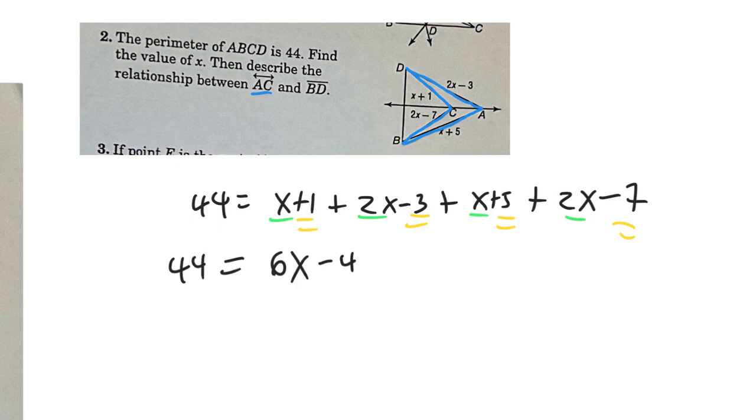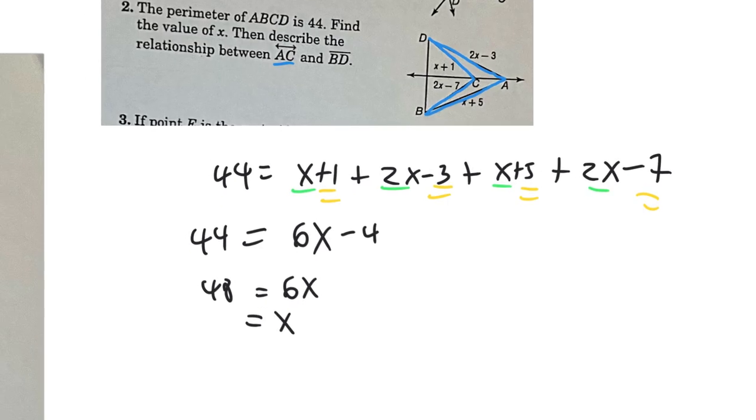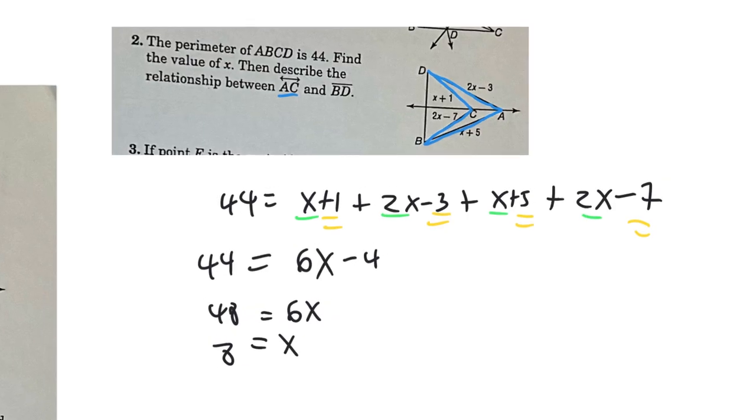It is the case that we can add 4 to both sides. We end up with 48. X therefore equals 8. So we found x. That is one of the first things they wanted us to do.